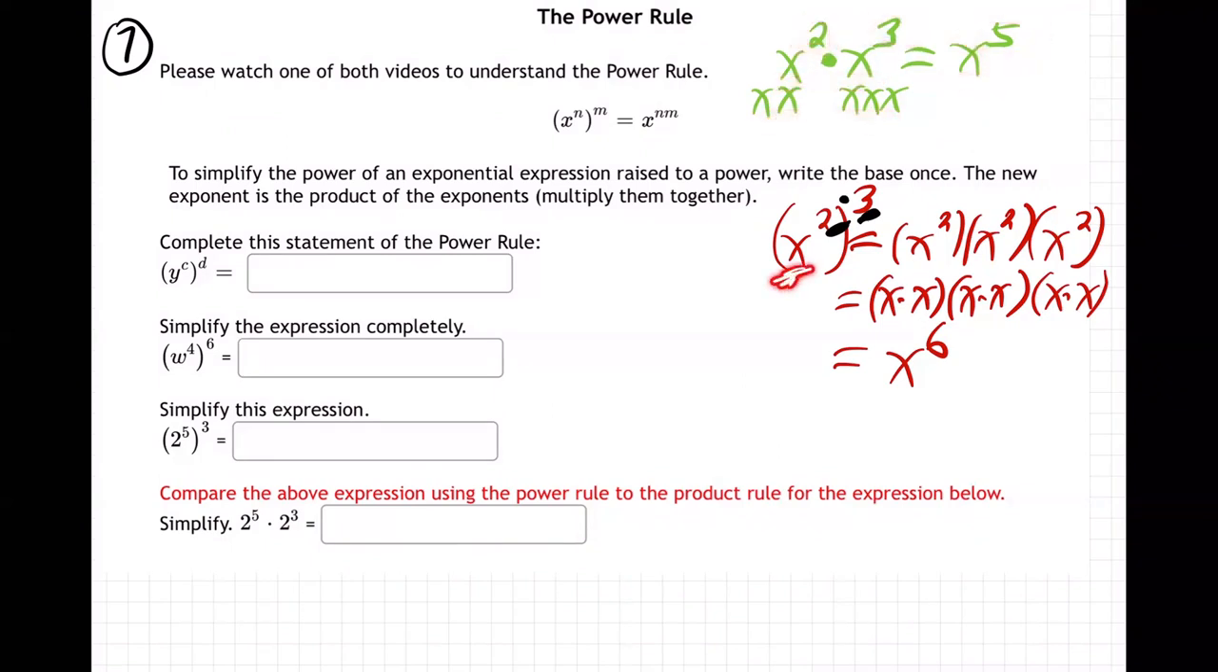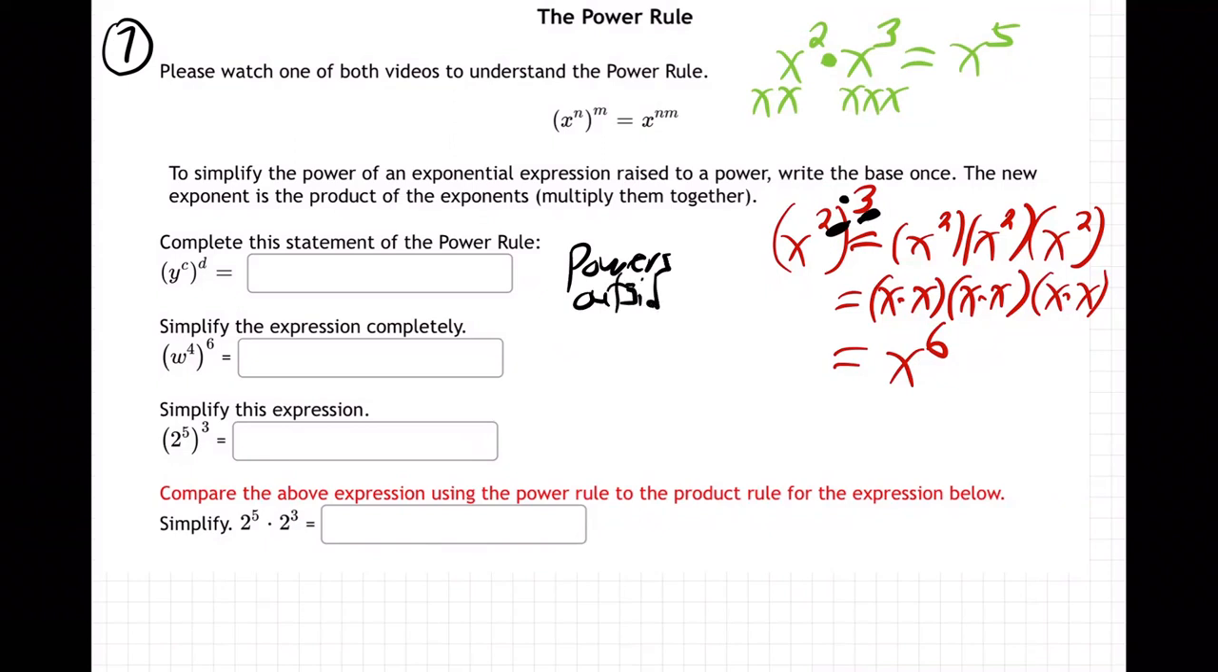But if you have only one x and it's got powers inside and outside of parentheses on only one x, not two x's, you multiply those powers. Why? Because that's what's true. It means three of them, and each of those means two. So it's three groups of two. It's six.